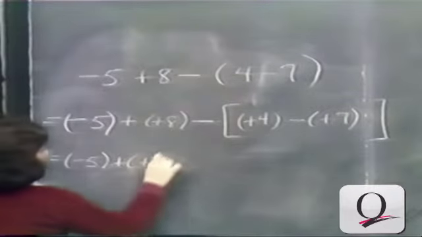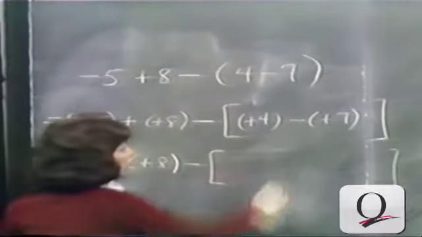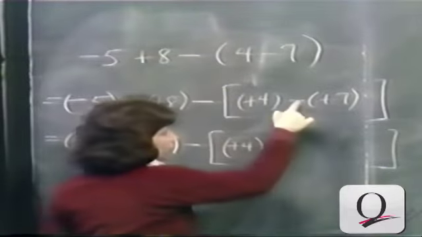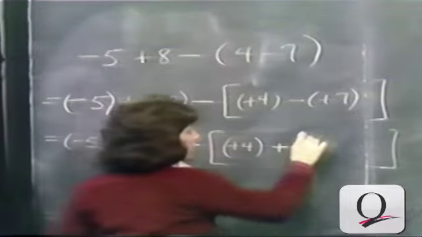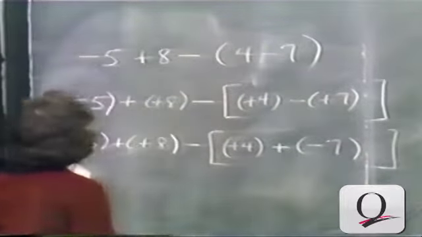-5 and +8 take away. Let's first take care of what's in the brackets. +4 take away a +7. Subtraction of signed numbers, we change the subtraction to addition and change the sign on the +7 to -7.